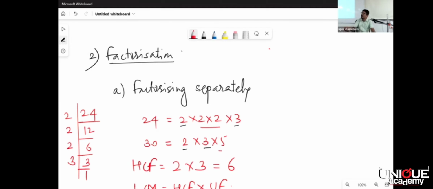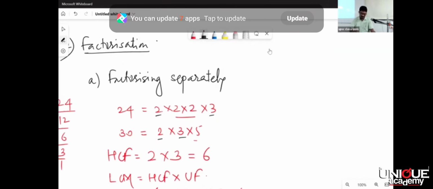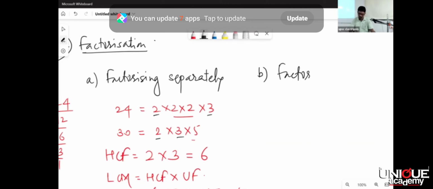If there are 4 numbers, we have to do the same thing. The factors which are common in any 3 only, we have to put only once. Like that, we need lots of time. Instead, we have another method, and that is factorizing commonly. We'll do that one first, and then you will write both.